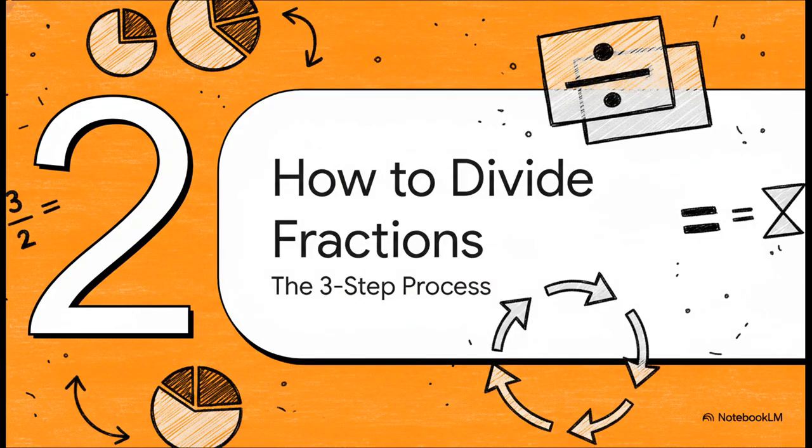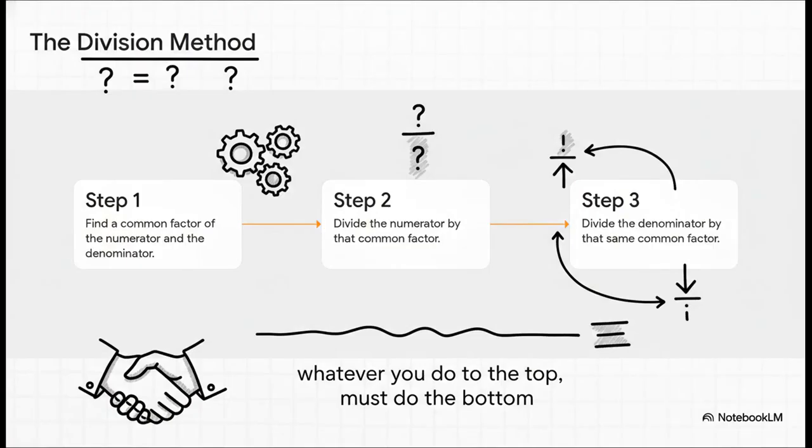Okay, so now that we have our secret tool, the common factor, we're ready to learn the actual steps. This is how you use division to find an equivalent fraction. It's a simple process you can use every single time. There are really only 3 steps here. First, you find a common factor for the top and bottom numbers. Second, you divide the top number by that common factor. And third, you divide the bottom number by that same common factor. Now, the most important thing to remember is, whatever you do to the top, you absolutely must do the exact same thing to the bottom.